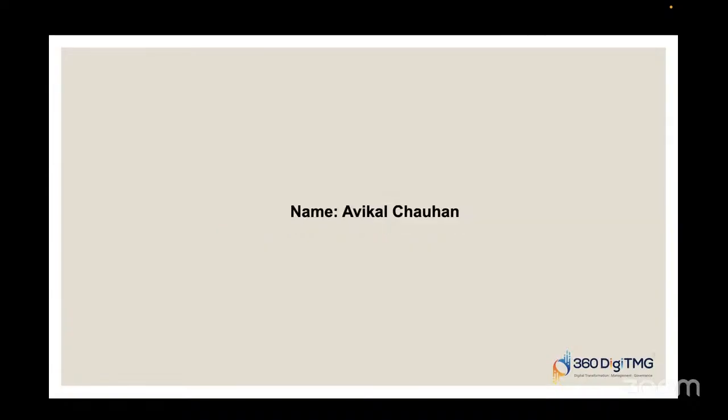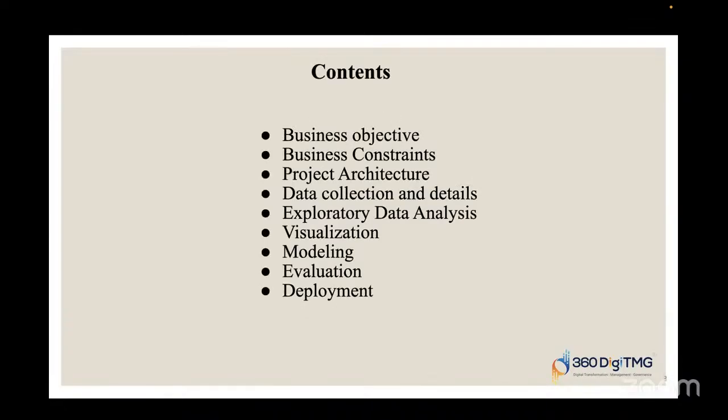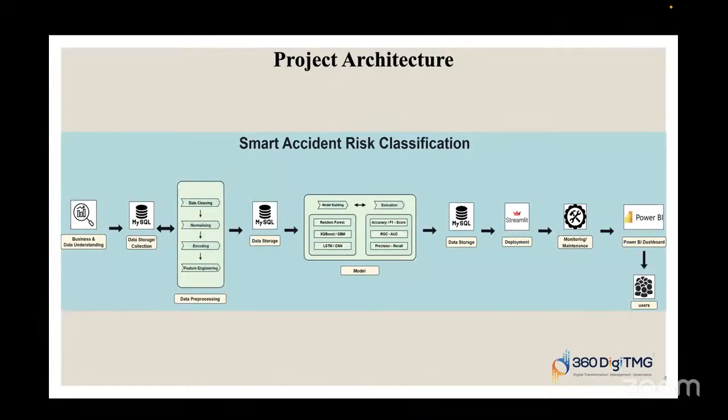So, my name is Vikal Chauhan and I worked on this project. So this is our architecture diagram. First, we understand the business, then we store the data in the database in tabular format. We do data cleaning, normalization, encoding, and some feature engineering. After that, we store the data in a MySQL database.